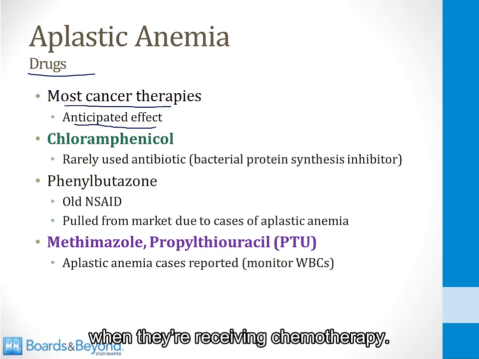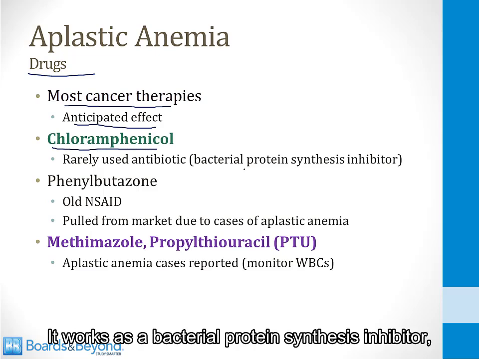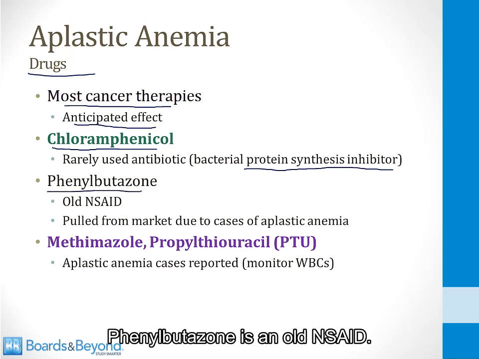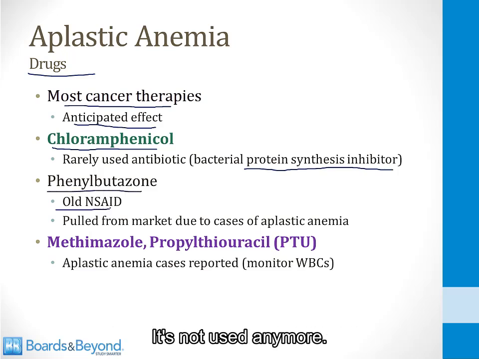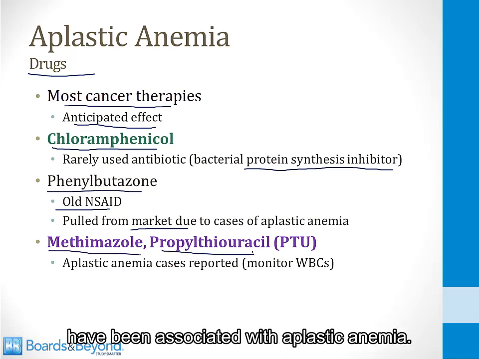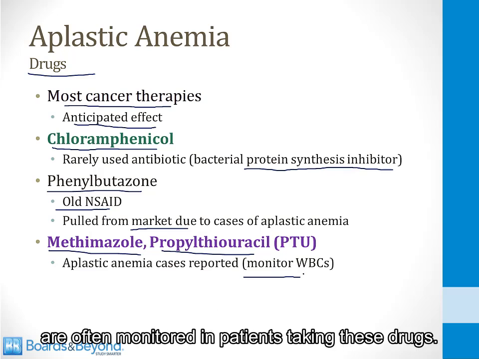Chloramphenicol is a rarely used antibiotic. It works as a bacterial protein synthesis inhibitor, and it's been associated with aplastic anemia. Phenylbutazone is an old NSAID. It's not used anymore. It was pulled from the market due to cases of aplastic anemia. And then finally, two drugs used to treat hyperthyroidism, methimazole and propylthiouracil, have been associated with aplastic anemia, and for this reason the white blood cell count and the complete blood cell count are often monitored in patients taking these drugs.